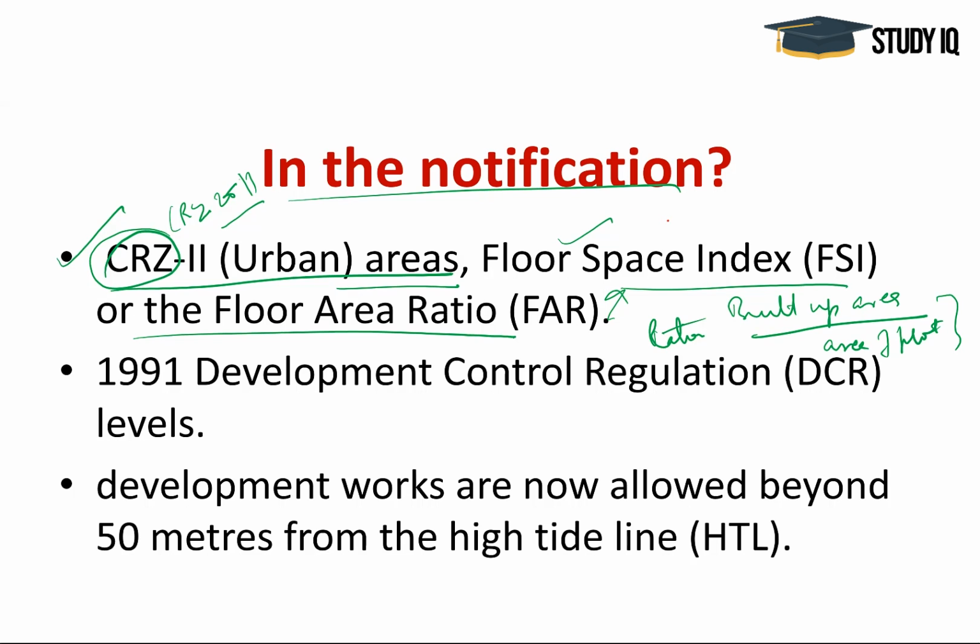Firstly, let me tell you about these CRZ zones. Initially there were 4 zones. Coastal Regulation Zone 1 refers to the ecologically sensitive areas. In the end I have included a picture also, so you can just write that it refers to the ecologically sensitive areas which are essential in maintaining the ecosystem of the coast. These lie between HTL, that is the high tide line, and the low tide line. Only exploration of natural gas and extraction of salt is permitted in this area.